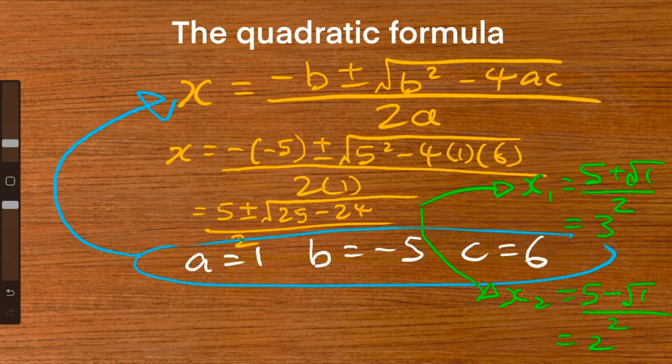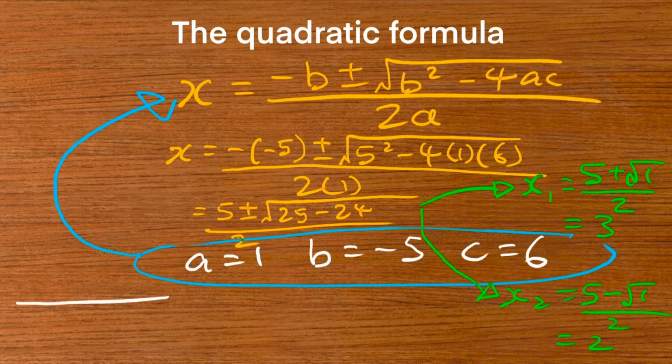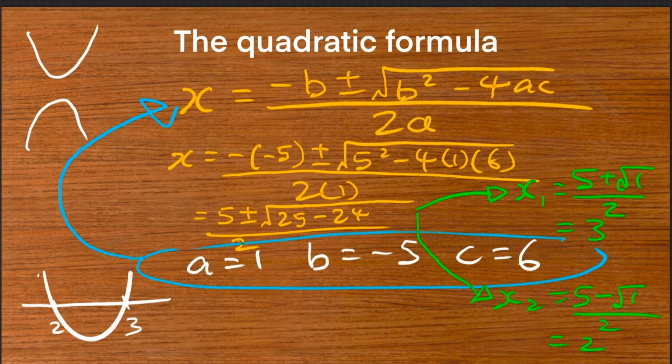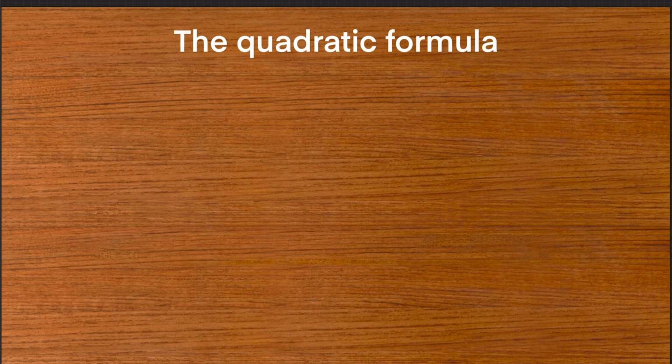So because we have two different solutions of x, our quadratic graph will cut the x-axis at two different points, 2 and 3. Whether it will be a parabola or an inverted parabola depends on the value of a. So if a is a positive value, it will be a non-inverted parabola. So this is the graph of the equation x squared minus 5x plus 6. Let's move on to a different example.